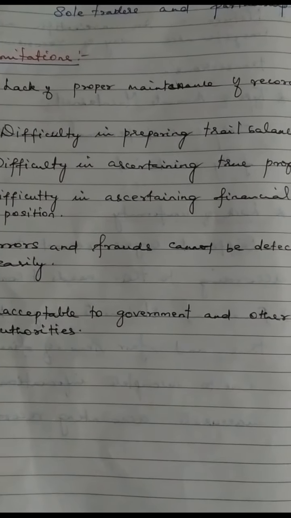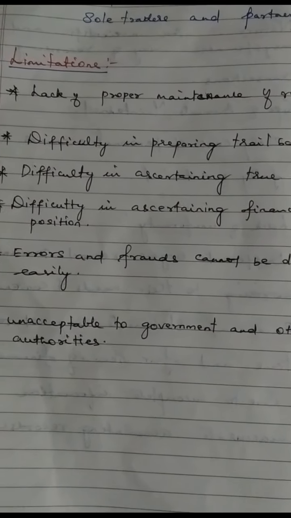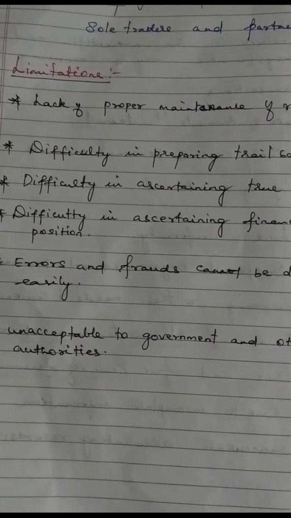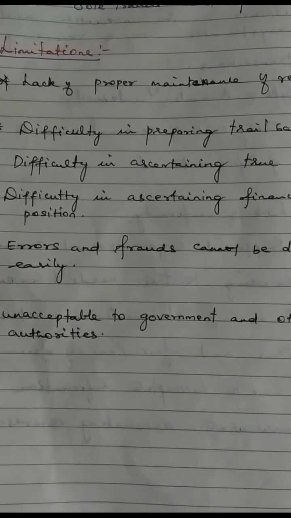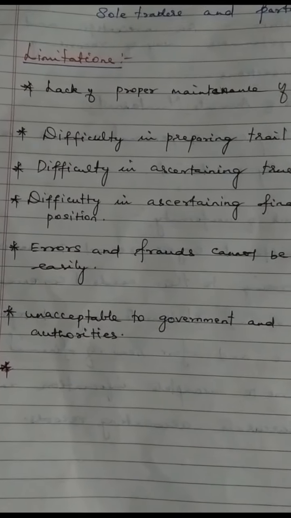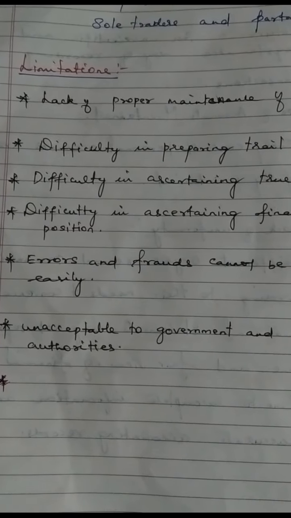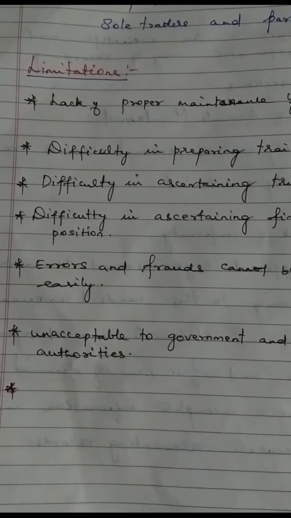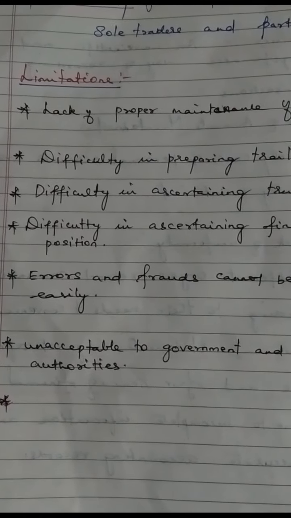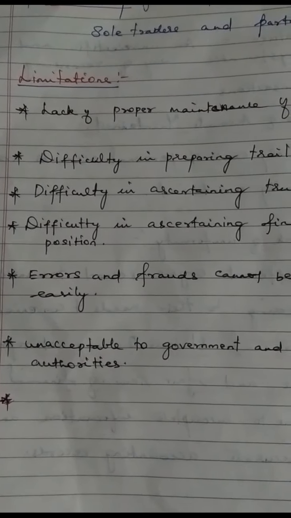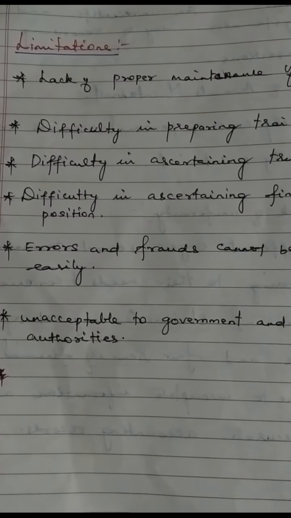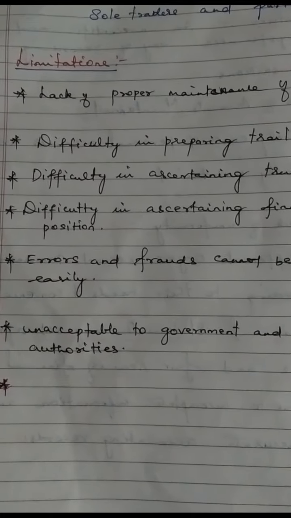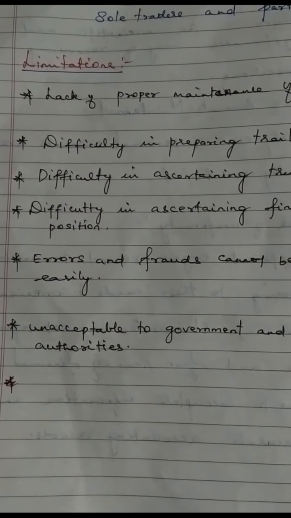That means the accountants can make a lot of frauds because there is no chance for internal checks. The frauds made by accountants cannot be identified easily. The errors also cannot be found out.